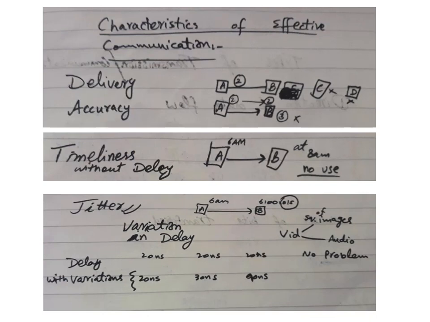And the next one is jitter. Jitter is a very important term in data communication. It means variation in delay. We talk about system A and system B. System A wants to send a message at 6 a.m. to system B, but system B gets that message at 6 o'clock and one more second. So this 1 second delay is not a problem.